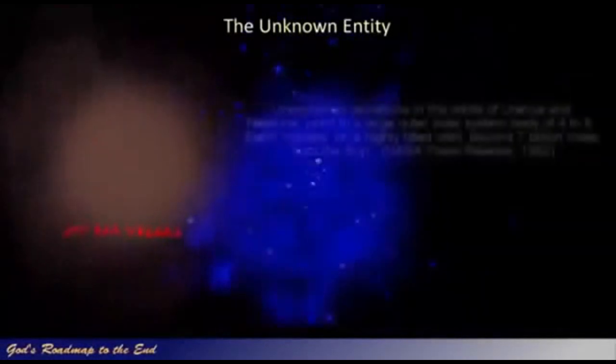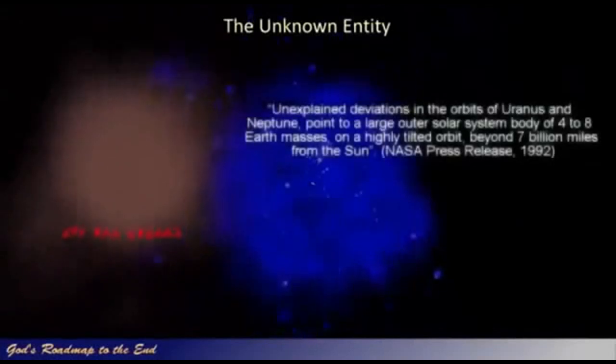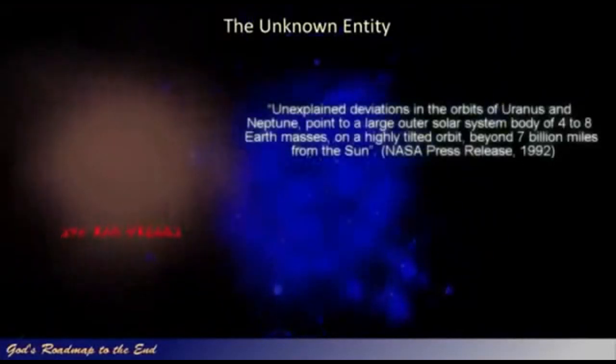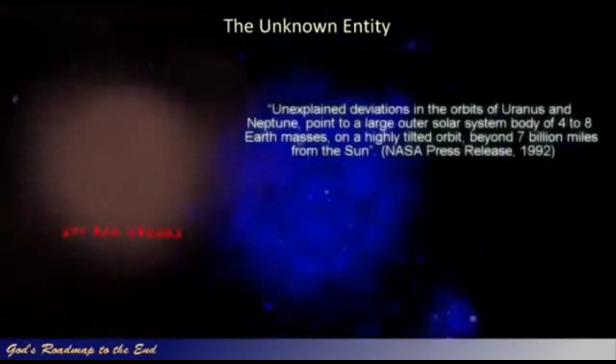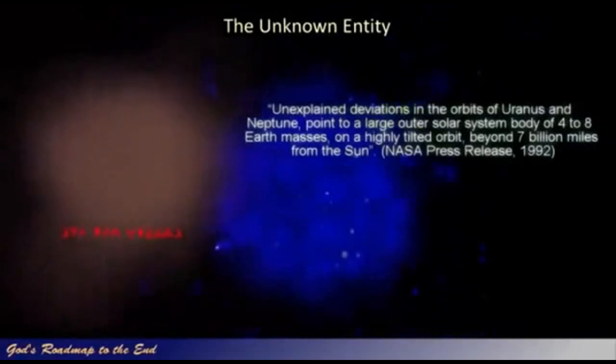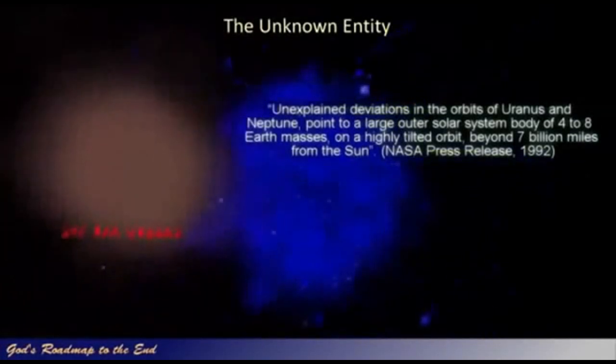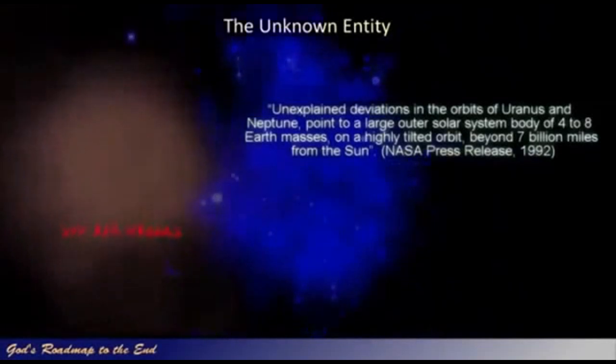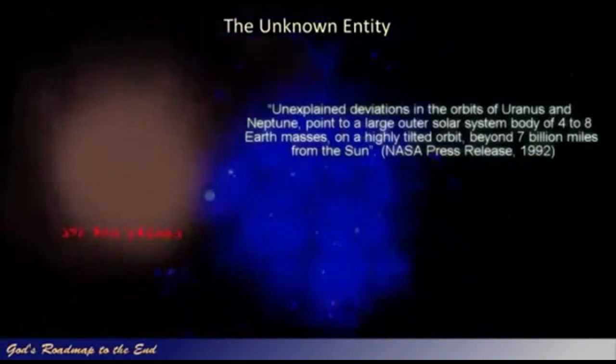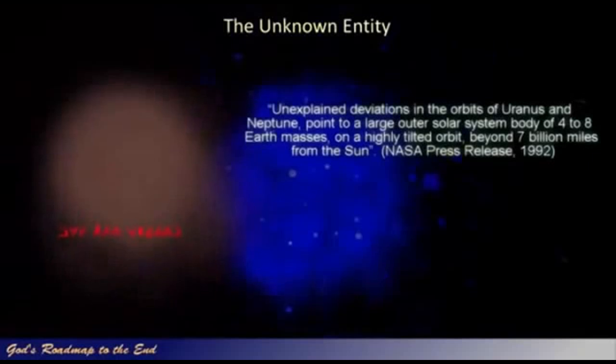After this point, no further information was provided, until 9 years later, when another press release, also by NASA, found its way out into the public domain. In this release, the writer stated the following: Unexplained deviations in the orbits of Uranus and Neptune point to a large outer solar system body of 4 to 8 Earth masses, on a highly tilted orbit, beyond 7 billion miles from the Sun.